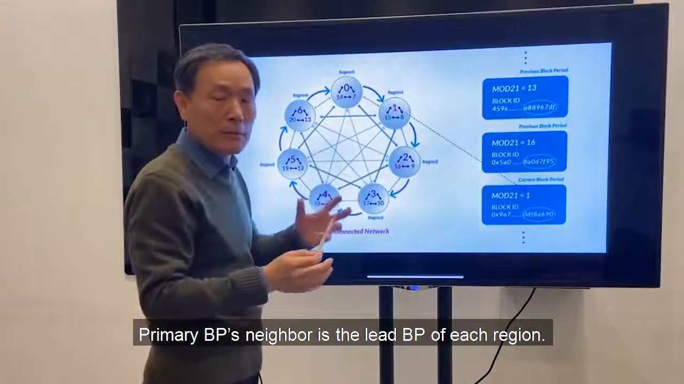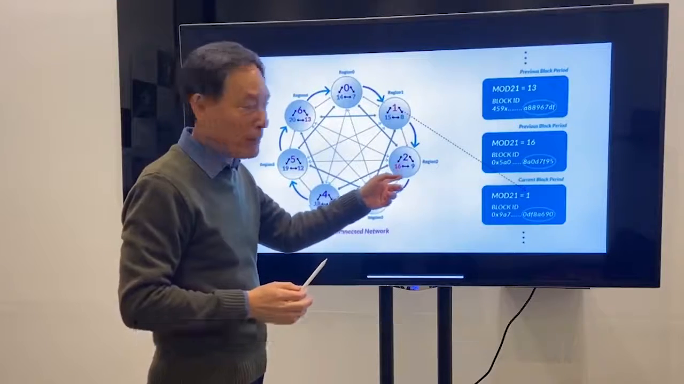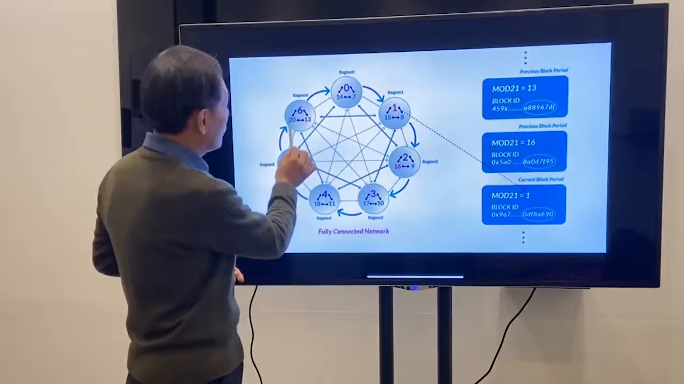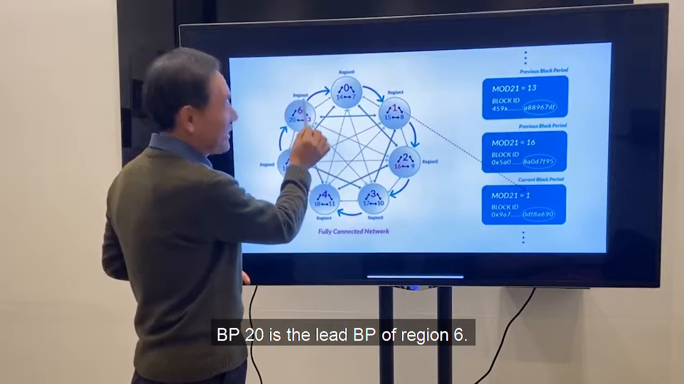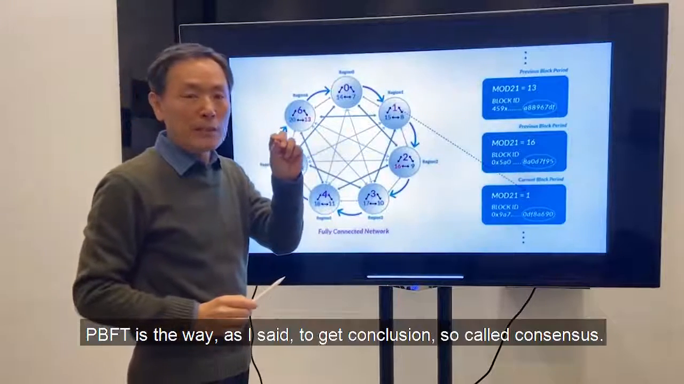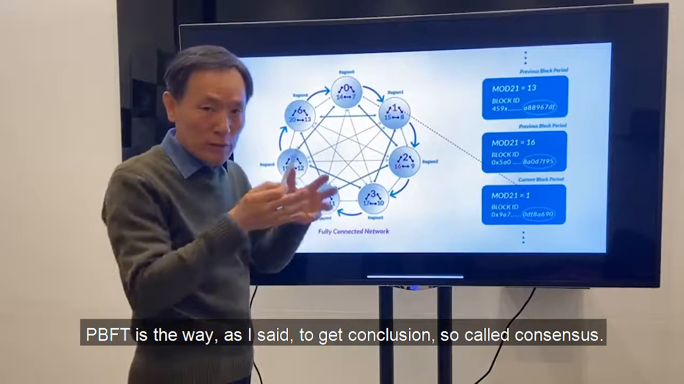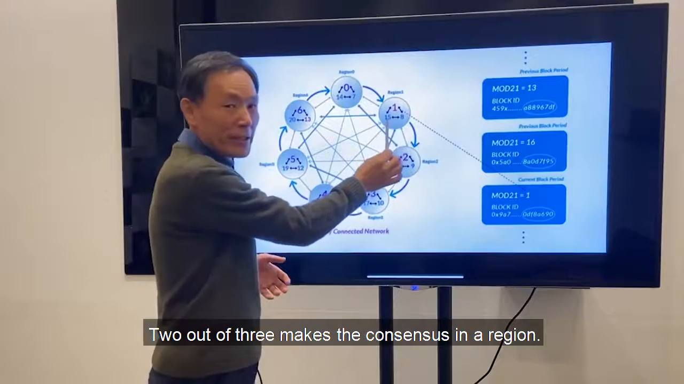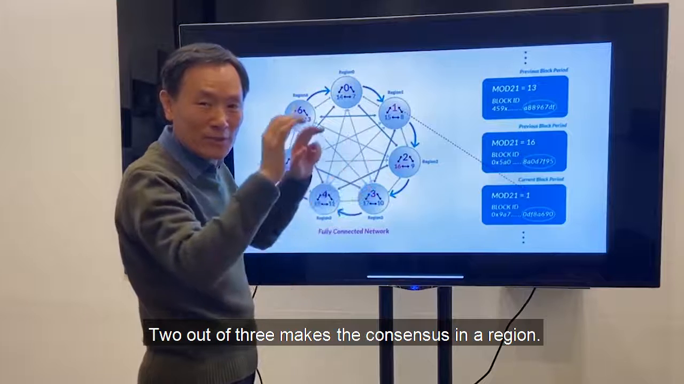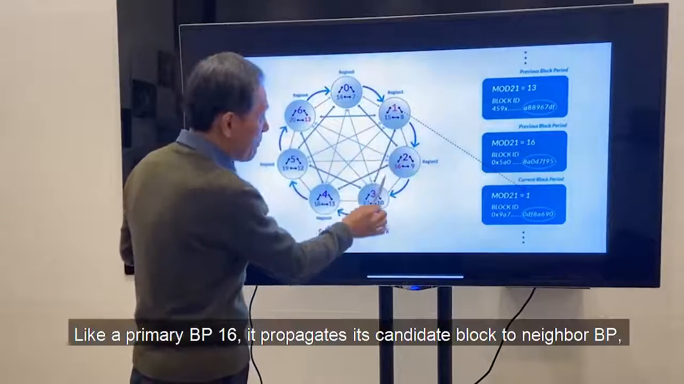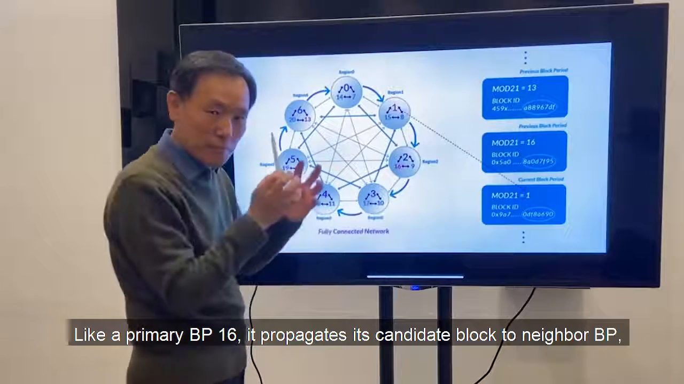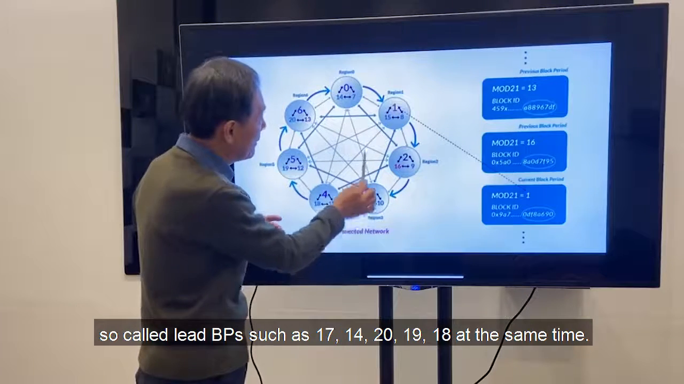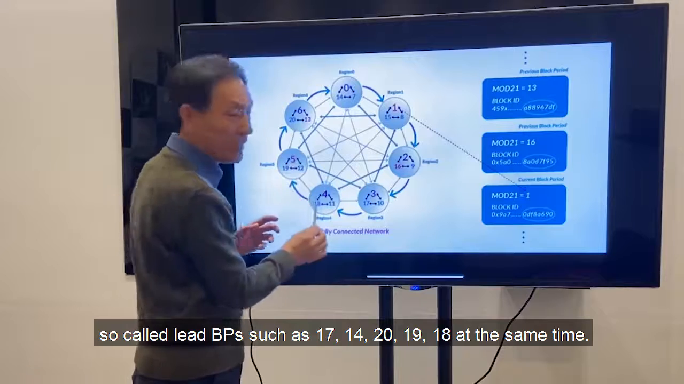The primary BP's neighbor BPs are the lead BPs of each region. If 16 is the primary BP, then 17 is the lead BP of its region, and 20 is the lead BP of region 6. PBFT is the way we get a conclusion, so-called consensus. Like 2 out of 3 makes a conclusion. Primary BP 16 propagates its candidate block to the neighbor BPs, the lead BPs 17, 14, 20, 19, 18, at the same time.